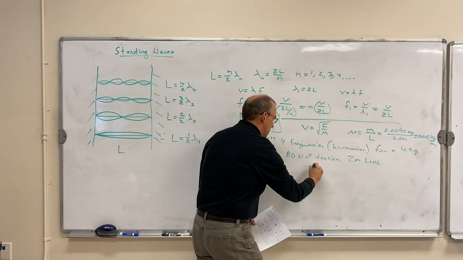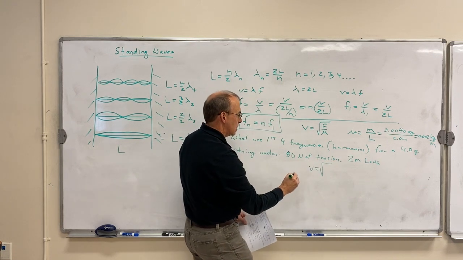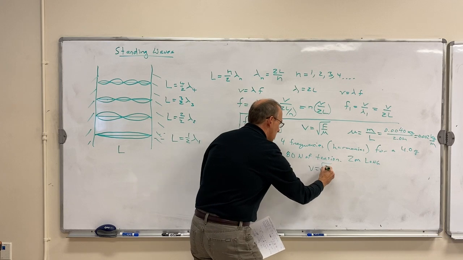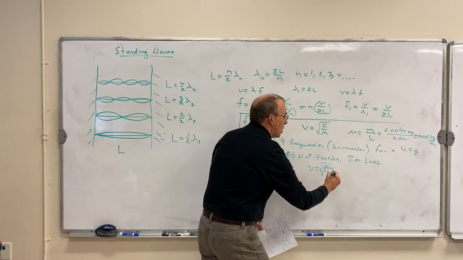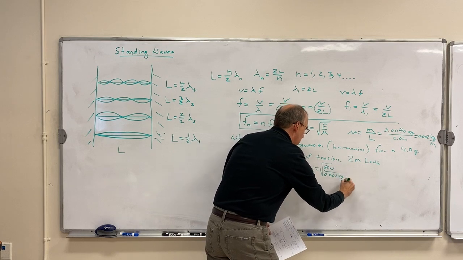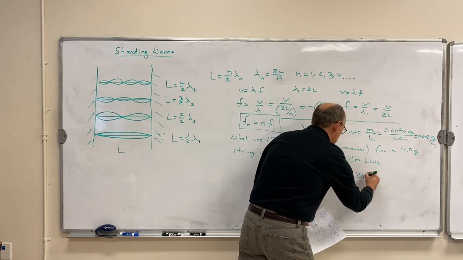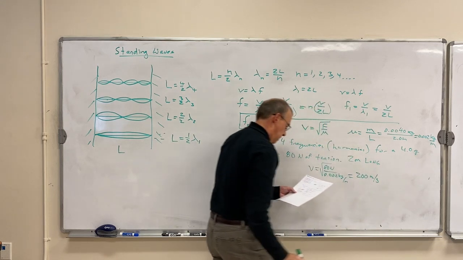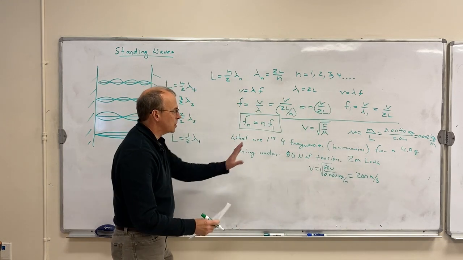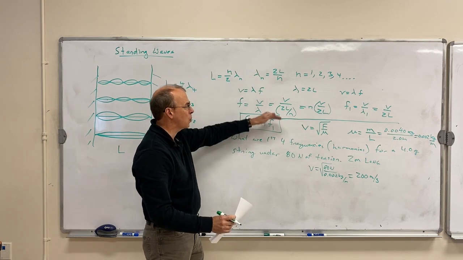The velocity is the square root of the tension, 80 newtons, over 0.002 kilograms per meter. That's 200 meters per second. So that was really just an aside, just to find that velocity so we could talk about the more important issues here.